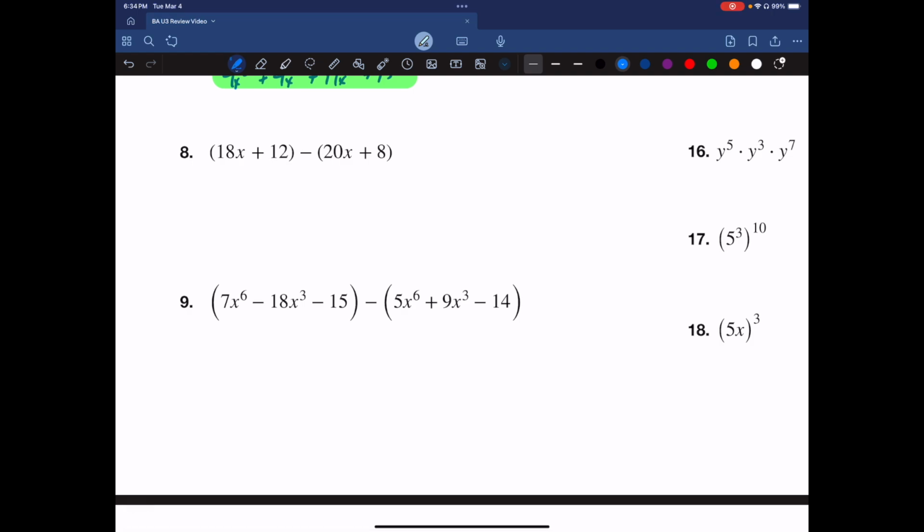Right? Now, when you're subtracting polynomials, the first parentheses is there just for show. Doesn't want the other one to feel left out. But then when you drop the second one, you have to distribute that negative. So this is going to be minus 20x minus 8. And then again, combine like terms. 18x minus 20x is going to be negative 2x. Plus 12 minus 8 is going to be plus 4. Negative 2x plus 4.